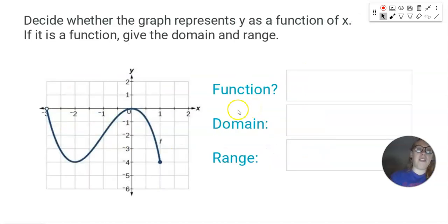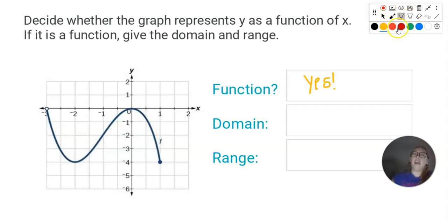Slide 6, we want to know if this is a function. And yeah, if we do that vertical line test, it's only going to hit the graph at one point each time. So that's great. It passes our vertical line test, aka yes, this is a function.